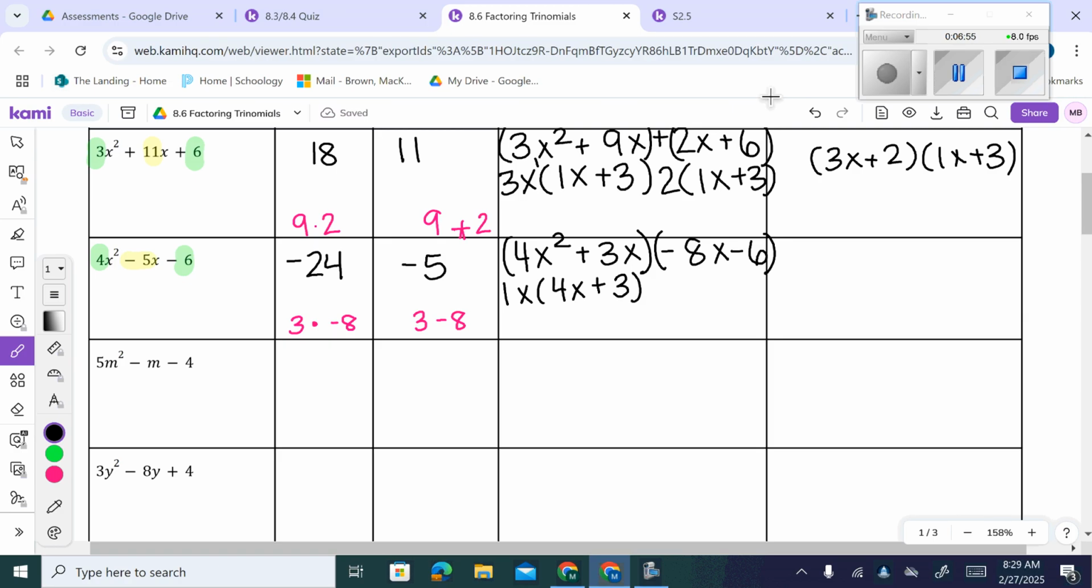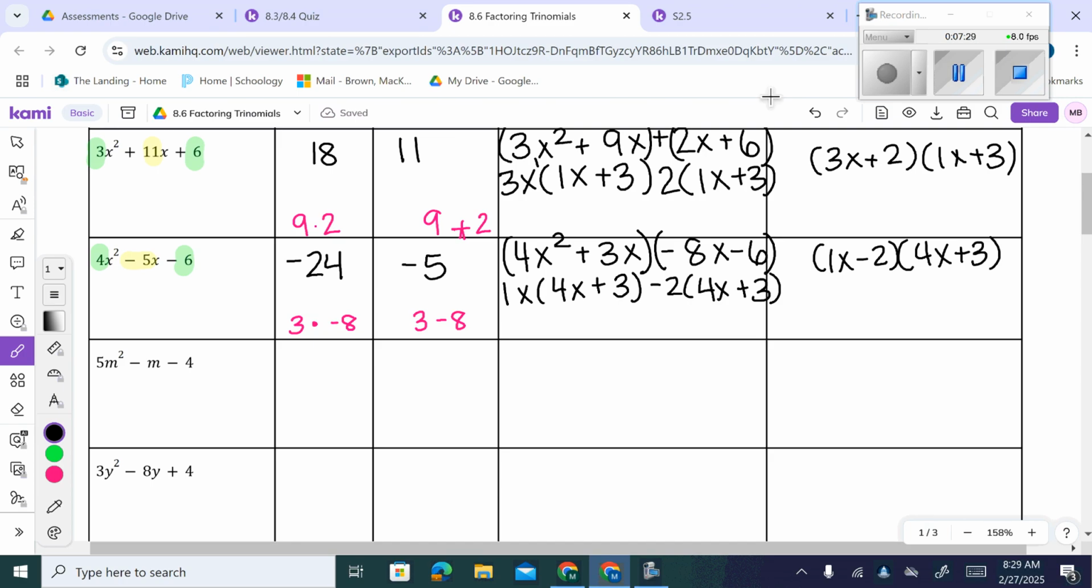Alright, now, what's the GCF between negative 8x and negative 6? 2 goes into both of them. If they're both negative, should I probably take out a negative 2? Yes. Okay, so what's a negative 8 divided by negative 2? 4x. And negative 6 divided by negative 2? Plus 3. How do I know I'm on the right track? They match. Okay, what am I going to put together? 1x minus 2 and 4x plus 3. Good job.